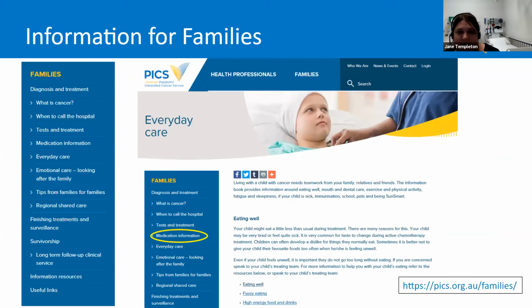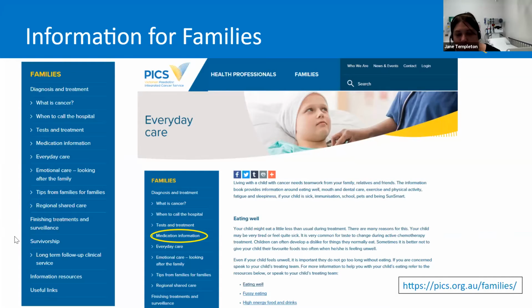If you go to the PICS website, next slide please, it's got a wealth of information. The website is www.pics.org.au. There are 2 sections, a health professional section and a family section. I encourage you also to encourage families to go into the family section, but from a health professional point of view, there are some really good fact sheets and information sheets, and you can see there I've circled the medication information section. In this section, you'll find a list of all the common chemotherapies and their side effects. These pages have been written for parents to read, but it's a really good starting point for anyone new to paediatric oncology, or if you're just not sure of some of the side effects of drugs.